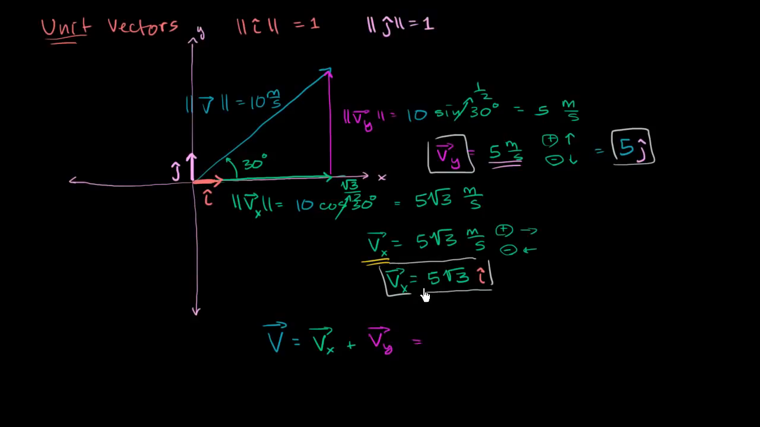And we can write that the x component vector is 5 square roots of 3 times i. And then it's going to be plus the y component, the vertical component, which is 5 times j. And so what's really neat here is now you can specify any vector in 2 dimensions by some combination of i's and j's, or some scaled up combinations of i's and j's.